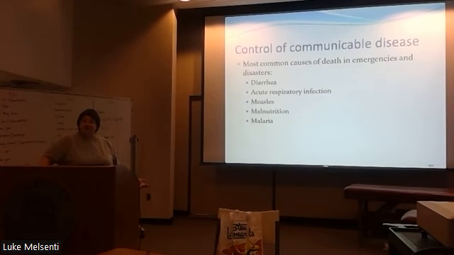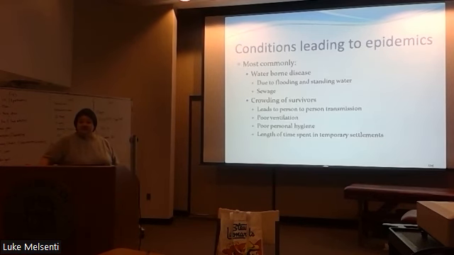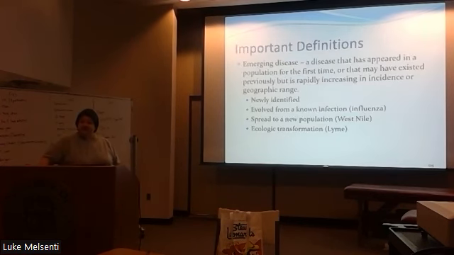Control of communicable disease. Think about it. It's just what we just talked about, right? Most common causes of death in emergencies and disasters. Here's your list. Okay, how do you control it? Clean water, place to live, vector control, etc. Immunization, right? Gotta put it on the list. So I'm gonna let you go through the rest of this on your own. We're just gonna flip through, okay?